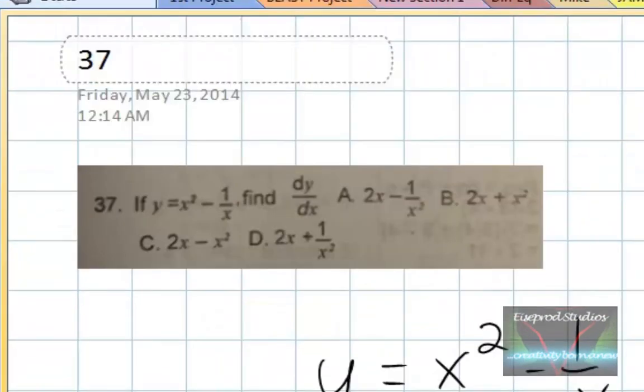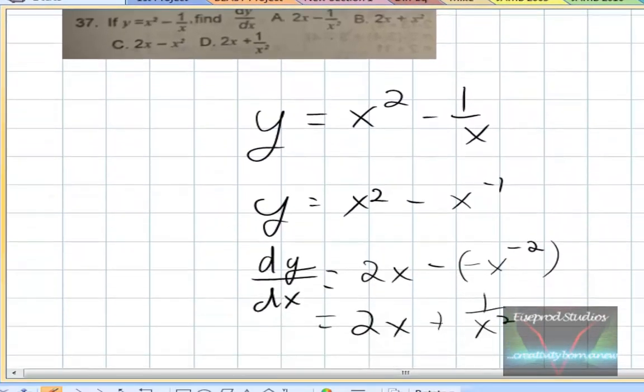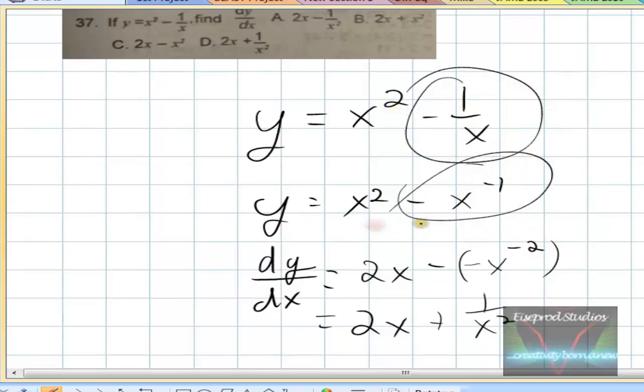So question 37 says, if y is equal to x squared minus 1 over x, find dy/dx. So they're simply asking us to take the derivative. So I started by rewriting this section into this. This will make it easier when I take the derivative. So the derivative of x squared is 2x minus, this negative 1 will come down in front of the x, so that's why I have negative x, and you take away 1 from this, so now I'm left with negative 2.